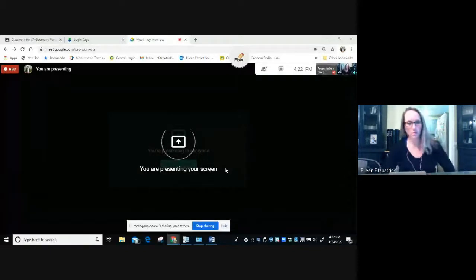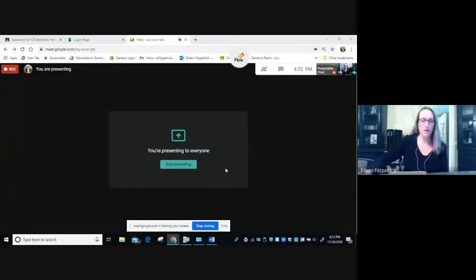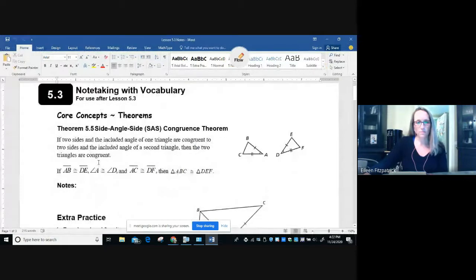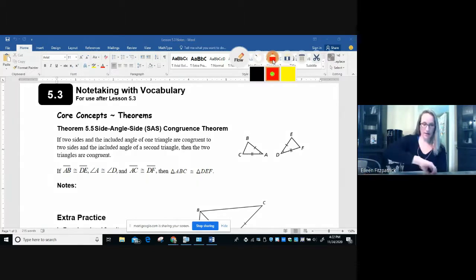We're going to be talking about proving triangles congruent. There's a bunch of different congruency theorems. The first that we're going to discuss is known as side angle side, SAS, and it's actually the first theorem in the lesson. Theorem 5.5, the side angle side SAS congruency theorem, says if two sides and the included angle of one triangle are congruent to two sides and the included angle of the second triangle, then the triangles are congruent.